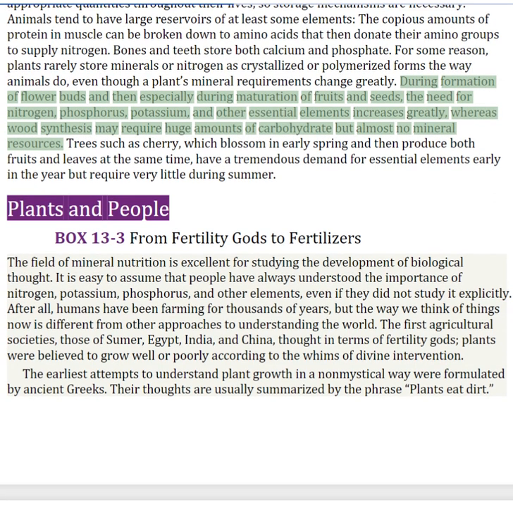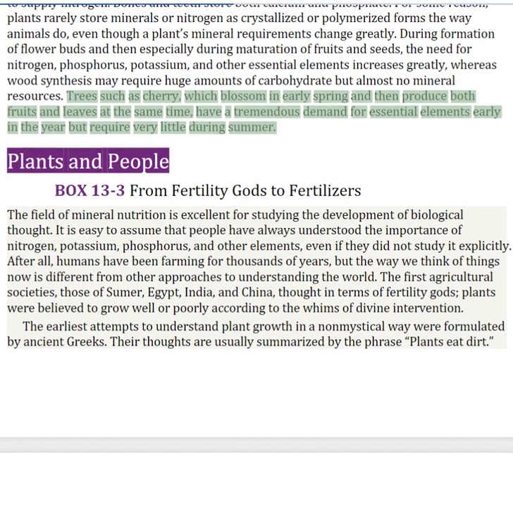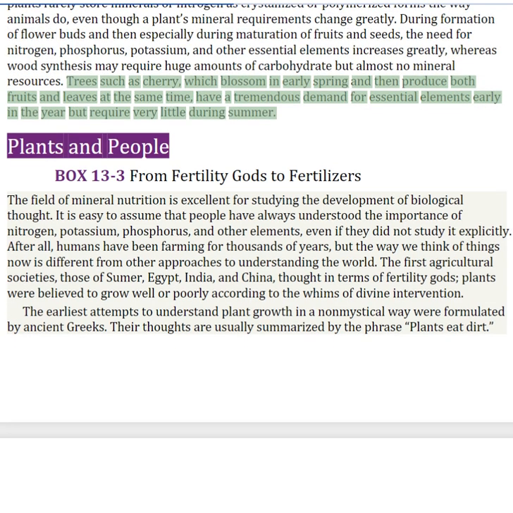During formation of flower buds and then especially during maturation of fruits and seeds, the need for nitrogen, phosphorus, potassium, and other essential elements increases greatly, whereas wood synthesis may require huge amounts of carbohydrate but almost no mineral resources. Trees such as cherry, which blossom in early spring and then produce both fruits and leaves at the same time, have a tremendous demand for essential elements early in the year but require very little during summer.